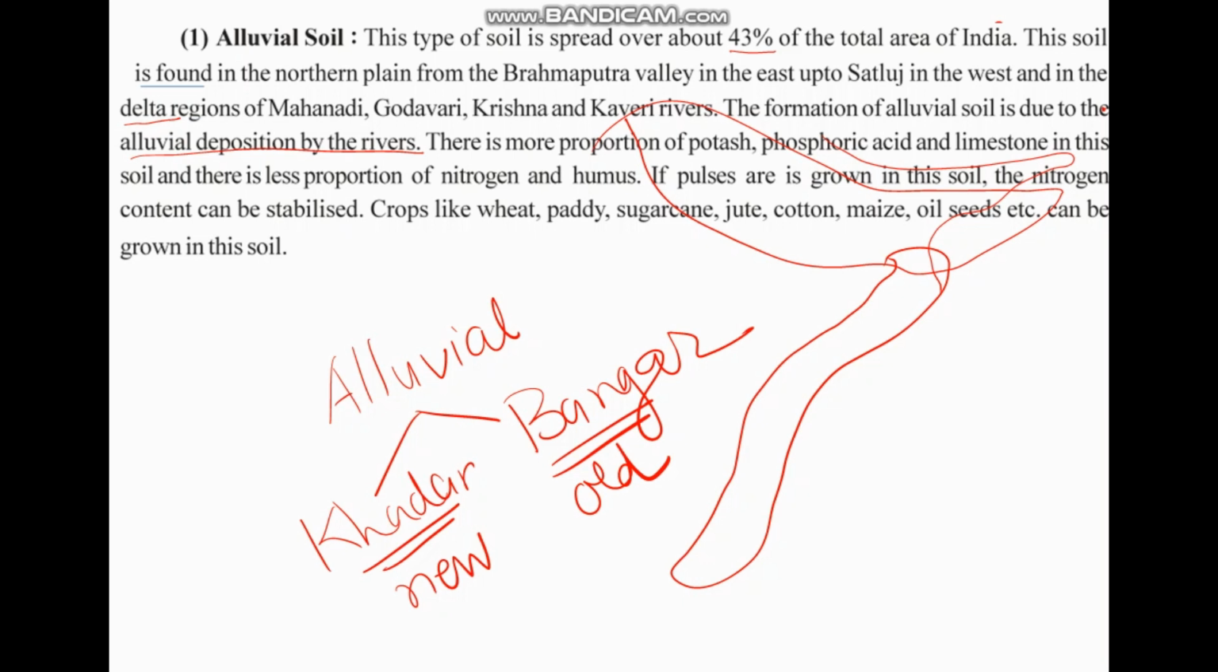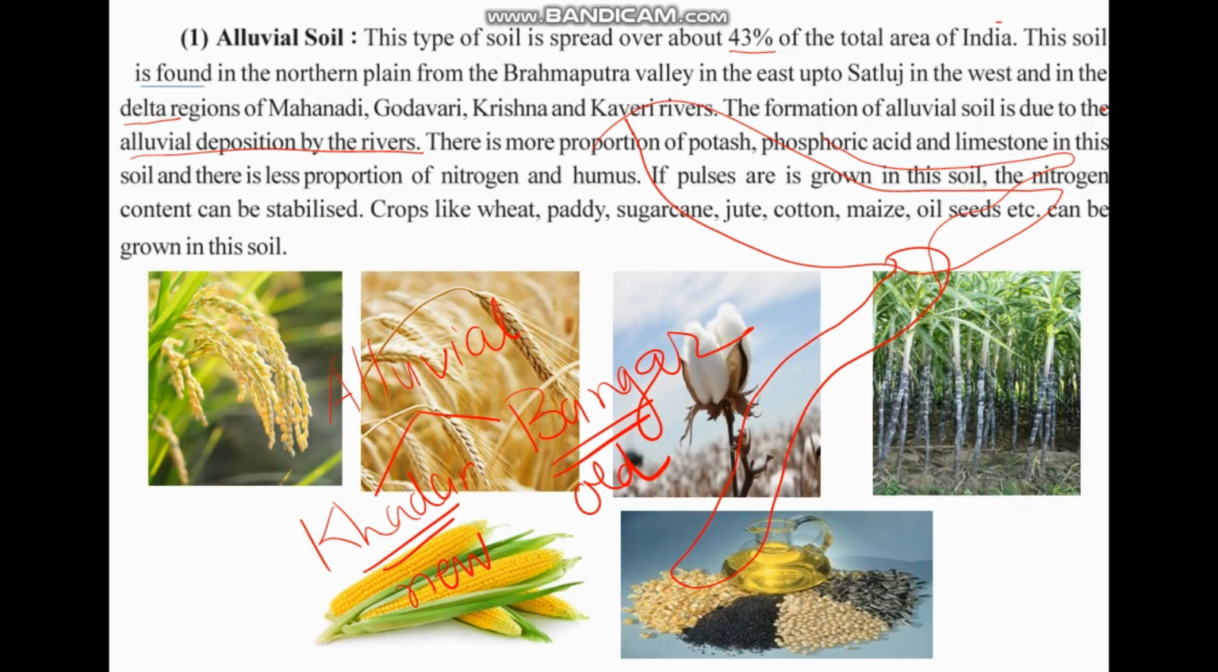There is more proportion of potash, phosphoric acid and limestone in this soil, and there is less proportion of nitrogen and humus in it. If pulses are grown in this soil, the nitrogen content can be stabilized. Crops like wheat, paddy, sugarcane, jute, maize, oilseed, etc. can be grown in this particular soil.